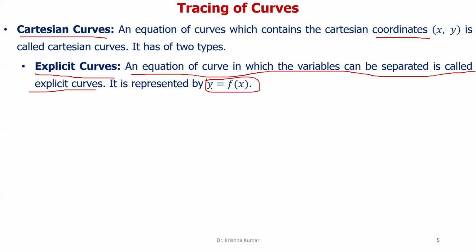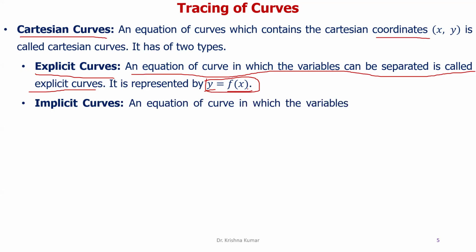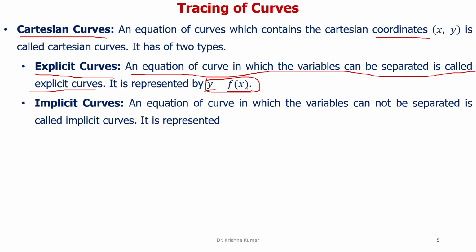So here we can say that the left hand side is a function of y and right hand side is a function of x. So here we are able to separate the variables. Now the second is called implicit curves, an equation of curve in which the variables cannot be separated is called implicit curves. It is represented by f of x y equal to 0.